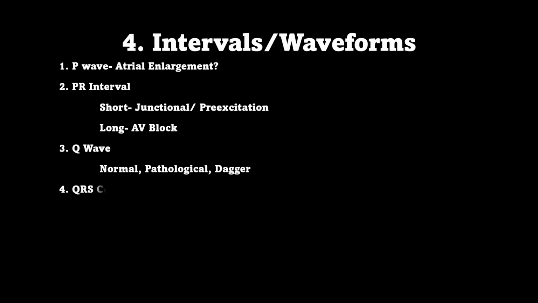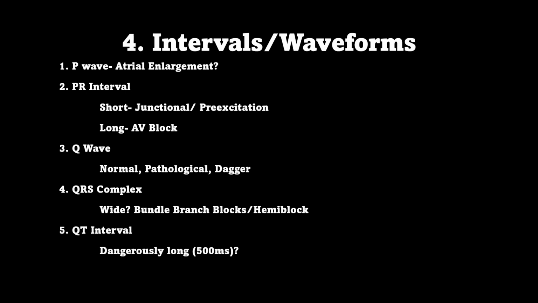4th step, look at our QRS complex. Is it going to be wide or is it narrow? If it is wide, look for bundle branch blocks or hemi blocks. Next, the QT interval. Look at the QTC, which is your corrected QT interval. Your QTC is going to be on a 12 lead where all your other numbers are, and just make sure that it's not over 500 milliseconds, because if it is, the patient's more likely to go into torsades.